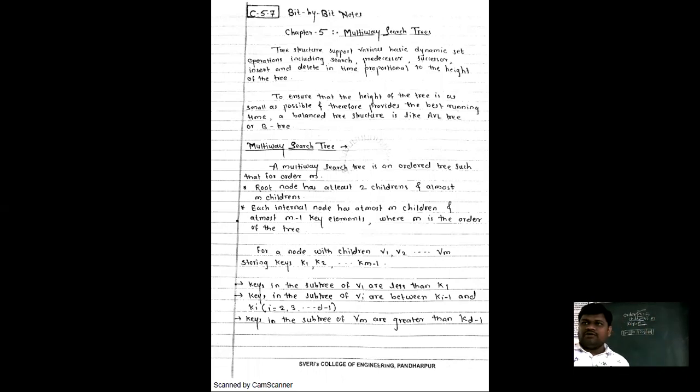Is there any doubt? So what is the difference between the binary tree node and the multi-way search tree node? In the binary tree, how many key values are you able to store in a single node, and how many children are you able to consider? One key value, and 2 children. Only 1, right? But here in the multi-way search tree.